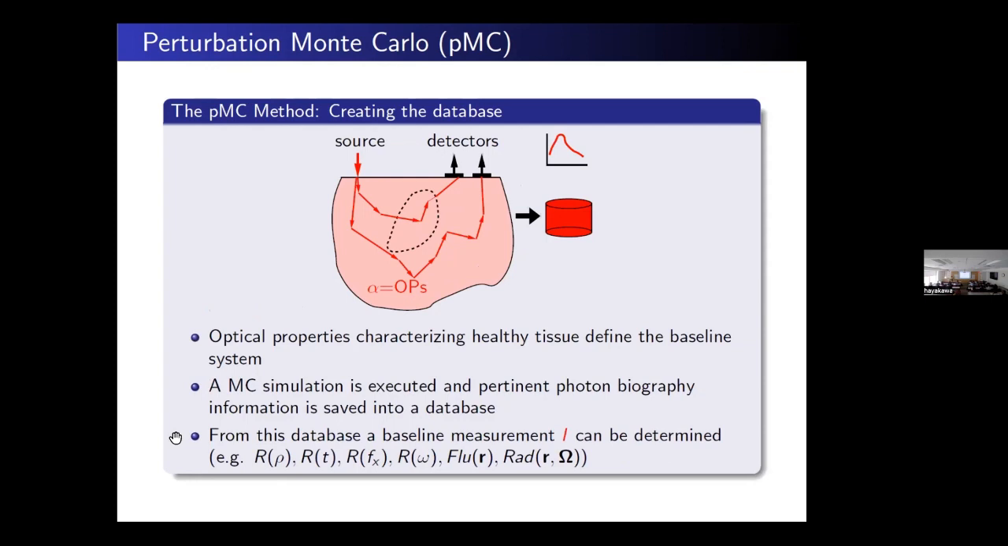So how do we do this? I'm just showing a homogeneous medium, but it doesn't have to be; it can be heterogeneous and you can perturb on top of that. But just to keep things simple, I'm showing a homogeneous one. We run the random walks. We keep track of certain pertinent information happening within this region of interest. We put it into a database. And this can apply to any kind of reflectance, spatially resolved, spatial frequency, temporally resolved, temporal frequency, fluence or radiance.